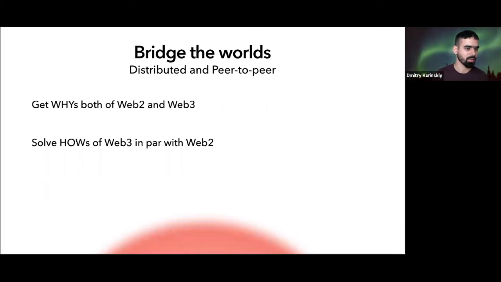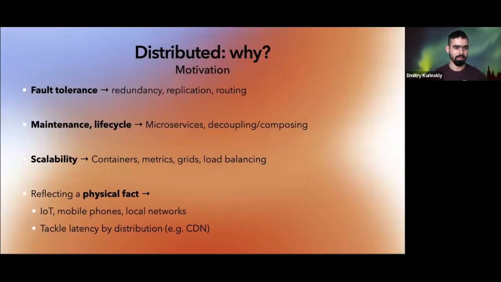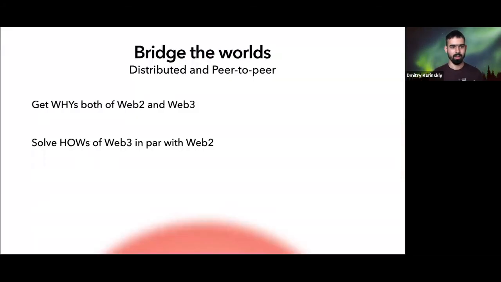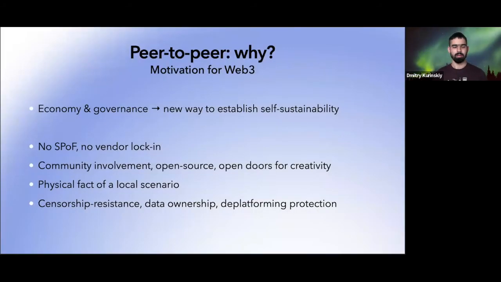Why do I say so on? Maintenance, scalability, and geography, or something like that. So we still want to have this, but also to be Web3 specific and get the opportunity of the new web. We want to get the whys of Web3. Let's take a look at them again: no vendor lock-in, open source, censorship resistance, data ownership, deplatforming protection, and so on. And the connection to the new economy as well. That's important.